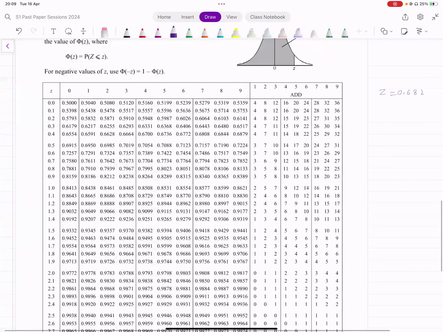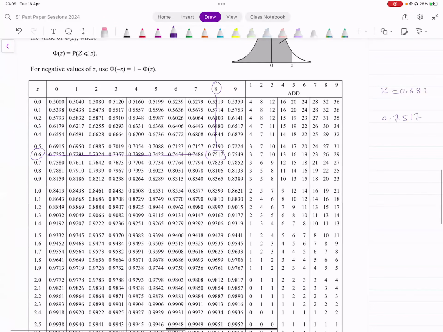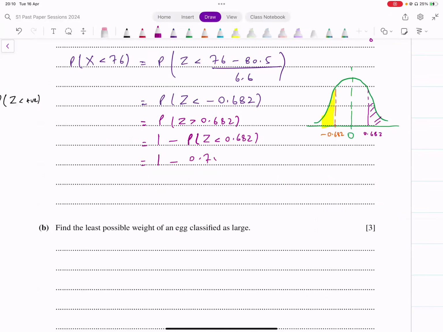Z value is 0.682. 0.6 is here, and then 8 is here. That's 0.7517. And then the last decimal place is 2, so you have to add 7 at the end. What does that give you? 0.7524. Subtract that from 1 and you will get your result. You can see what that turns out to be.